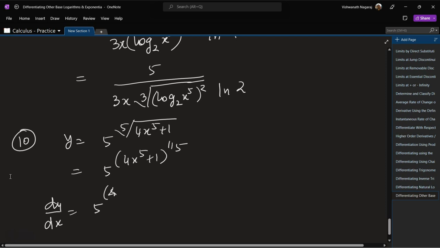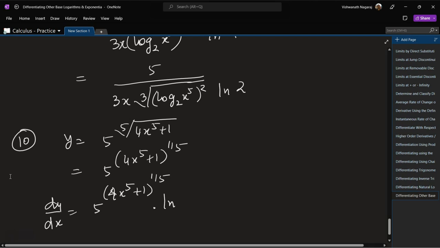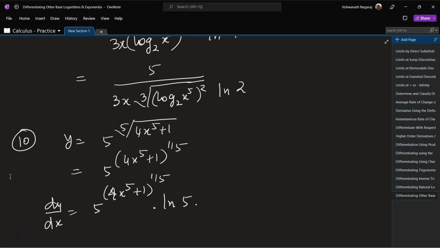So 5 to the power of 4x^5 plus 1 to the power of 1 by 5, times ln 5, ln of the base, times. Now we have to differentiate the exponent. So that becomes 1 by 5 times 4x^5 plus 1 to the power of 1 by 5 minus 1, so minus 4 by 5, times 20x to the power of 4.